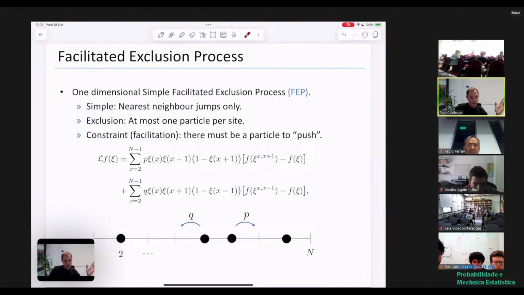Okay, and in the asymmetric case, in general, a particle then jumps to the right with rate p, and it jumps to the left with rate q. Okay, and here I've written the generator. So in particular, for a particle to move from site x, there has to be a particle at site x. There has to be a particle behind it if it's moving to the right. And the site it's moving onto must be empty.